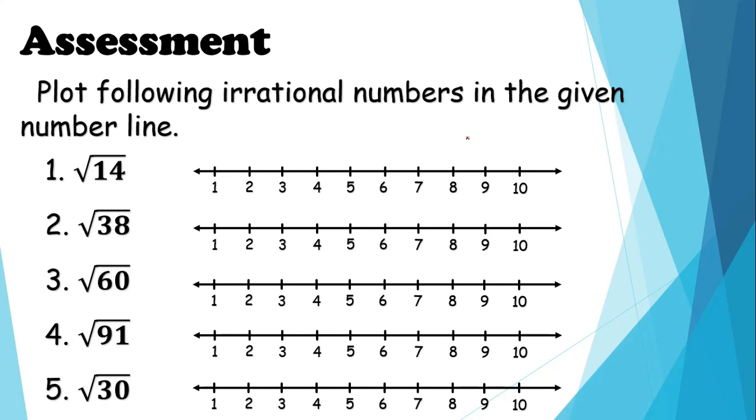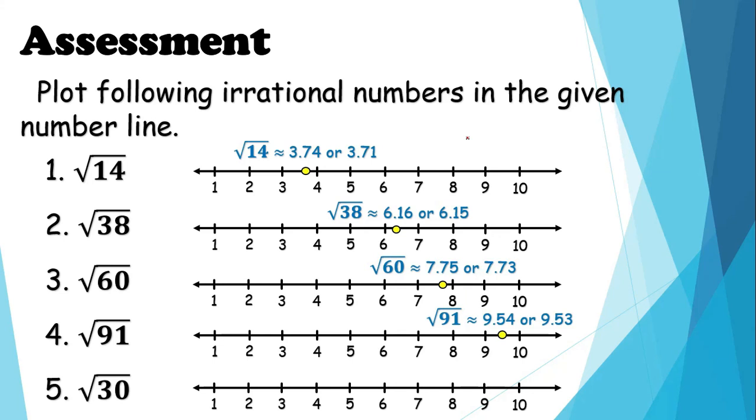Okay, let's start answering. For number 1, the square root of 14 is approximately 3.74 hundredths or 3.71 hundredths. For number 2, square root of 38 is approximately 6.16 hundredths or 6.15 hundredths. Number 3, square root of 60 is approximately 7.75 hundredths or 7.73 hundredths. Number 4, square root of 91 is approximately 9.54 hundredths or 9.53 hundredths. And for number 5, square root of 30 is approximately 5.48 hundredths or 5.45 hundredths. Well done! I hope nakuha nyo ang mga tamang sagot.